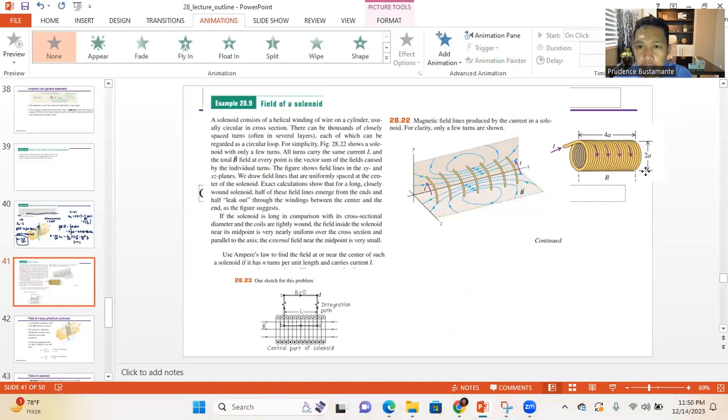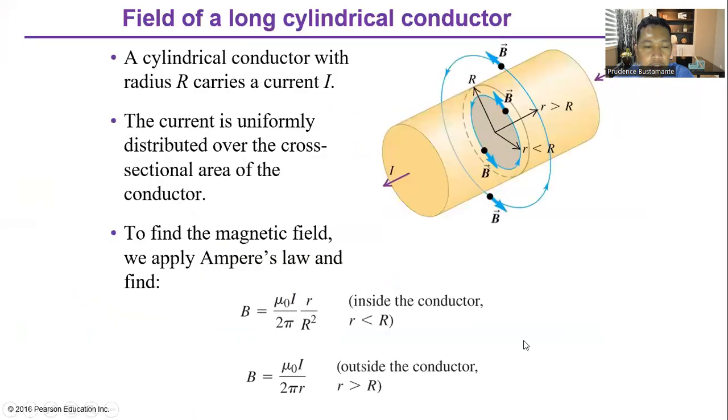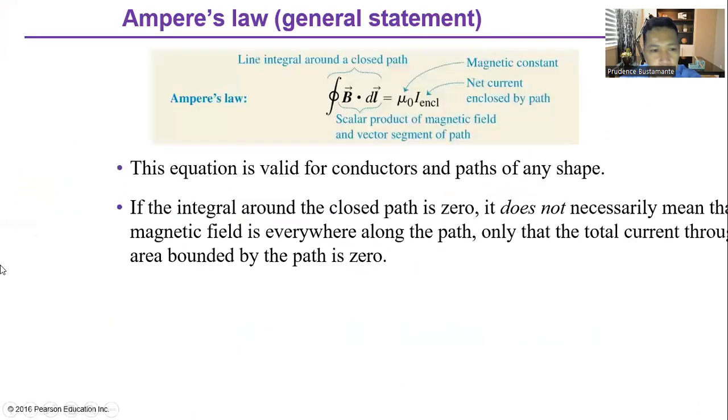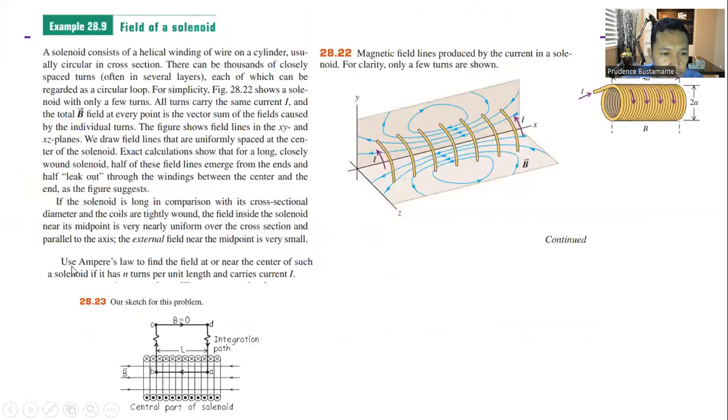So this is what a solenoid looks like. Use Ampere's law to find the field near it. Okay, so we have here a sketch of this problem, figure 28.23. You have here the segment AB, segment CD, AD, and that one.